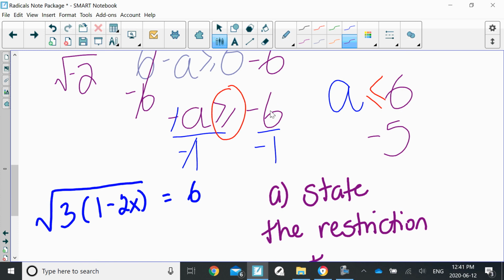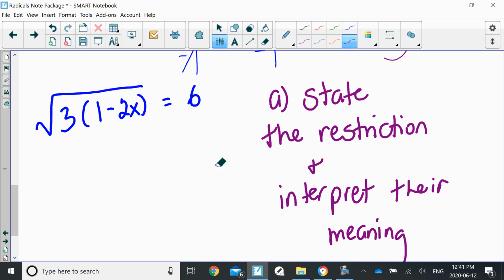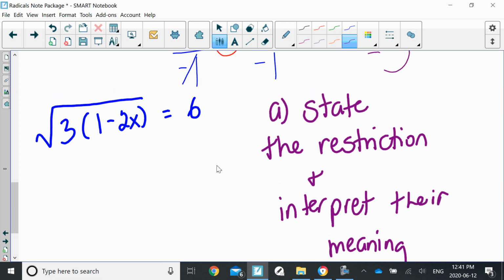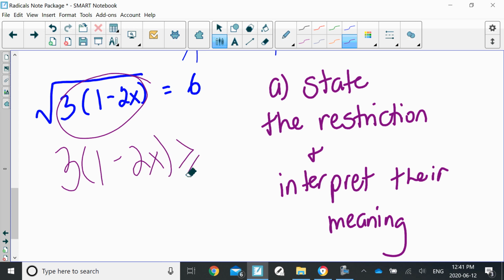Okay, I just want to quickly show you this one because I forget if we wrote this exam in class, but if we would have, this was one of the questions on the exam. So state the restriction and interpret the meaning. So again, this radicand must be greater than or equal to 0. And we could have done this actually a couple of different ways. We could have distributed this 3 in. You could have done that.